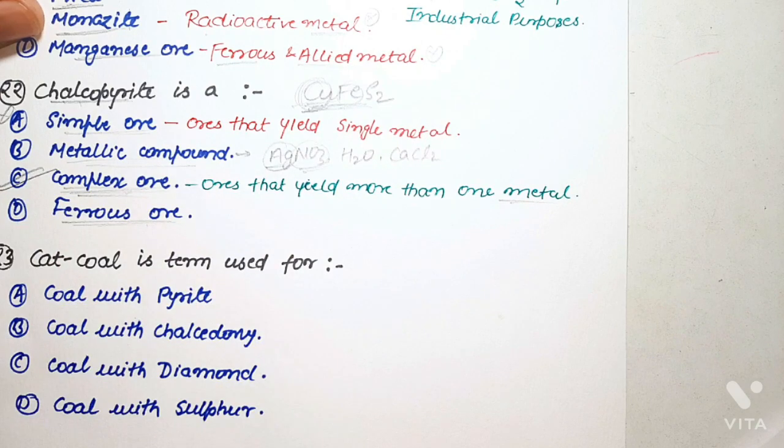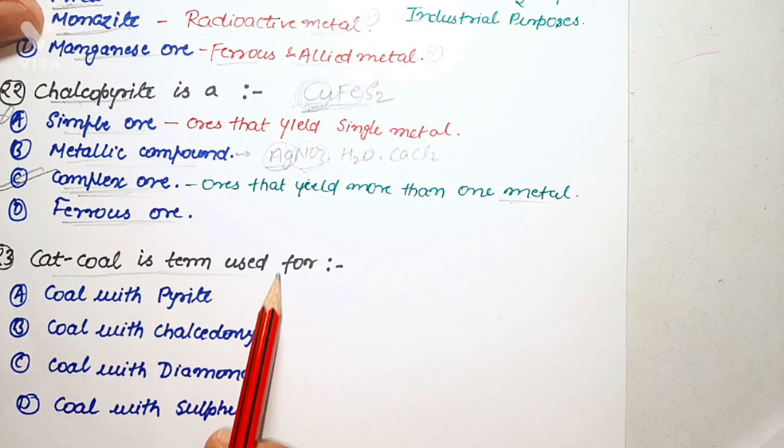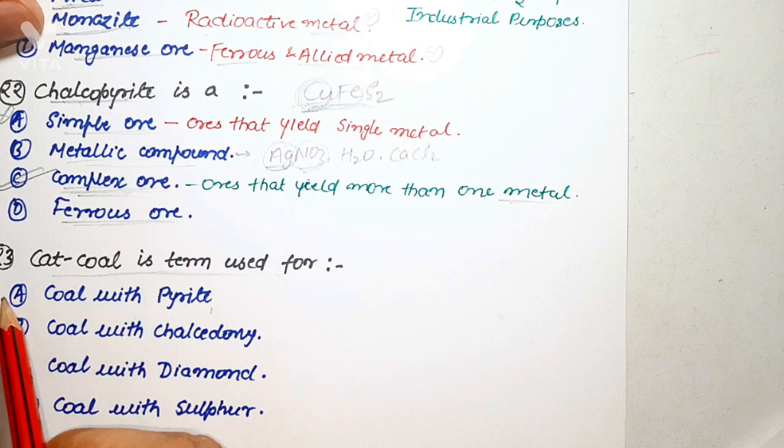Next question is cat coal. Cat coal is a term used for coal with pyrite. So the correct answer of this will be coal with pyrite.